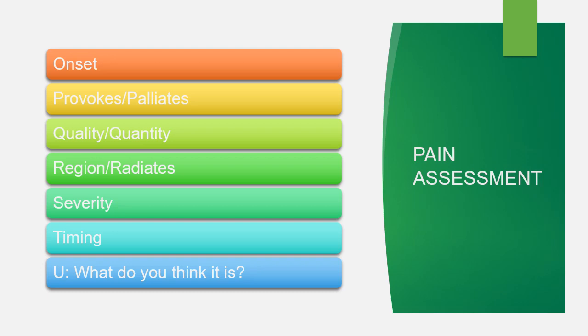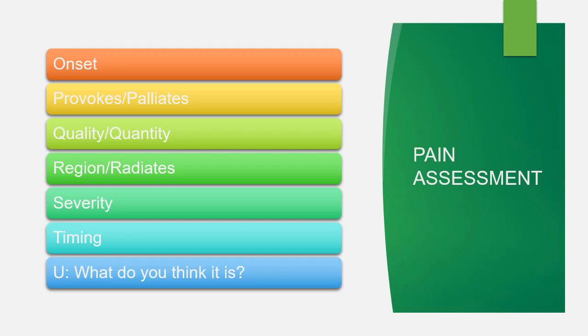The region that the patient is having pain. So where is the pain, and does it go anywhere else? So does it radiate anywhere else? And this helps us distinguish what underlying structures or organs might be involved. Because pain radiates along nerve tracts, most organs follow a very predictable pathway of radiating pain.